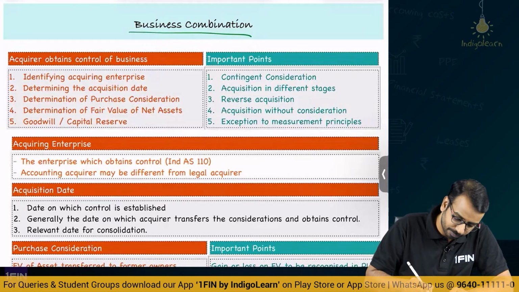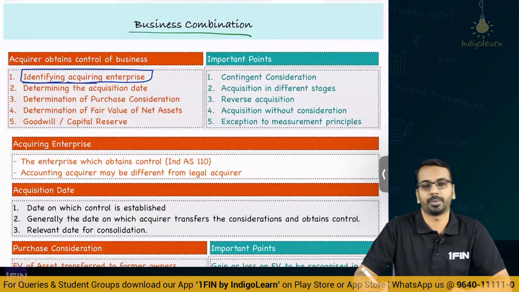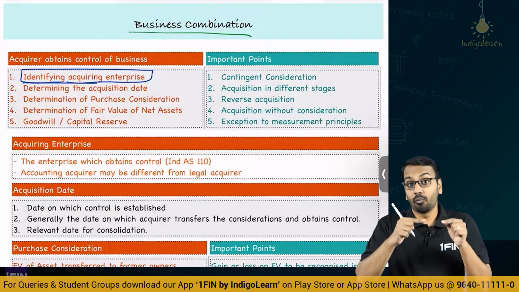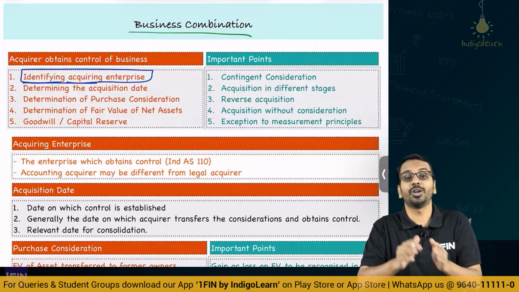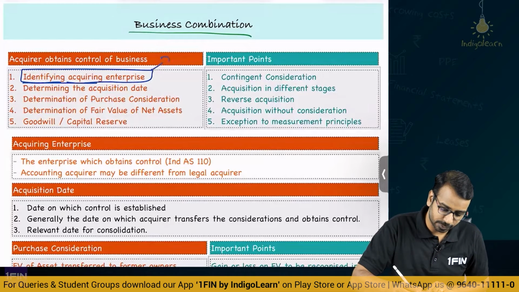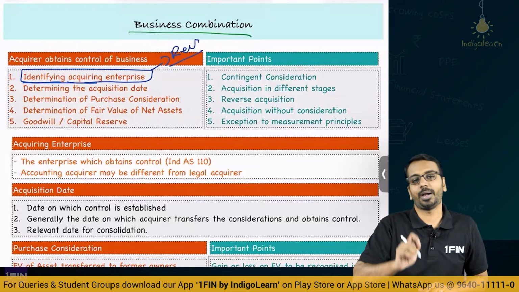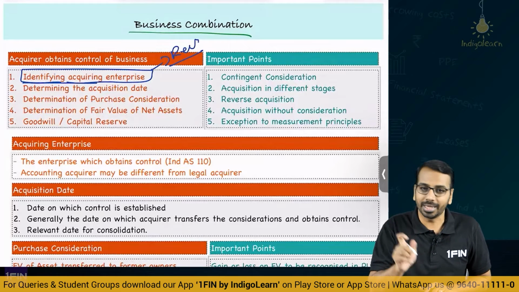The first one is you have to identify who is the acquiring enterprise. Now, this becomes important because in some cases what happens is the legal acquirer may not be the accounting acquirer. This aspect we will understand in something called reverse acquisition. So, it is important to identify who is the accounting acquirer.